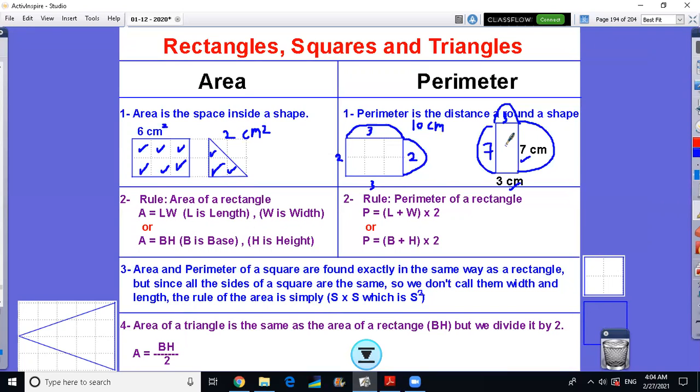This is how we can find the perimeter. It is the length of all the sides. Add them up together will give you the perimeter.